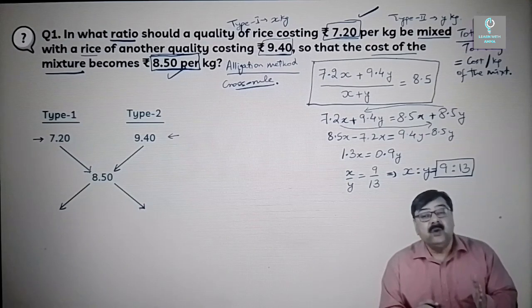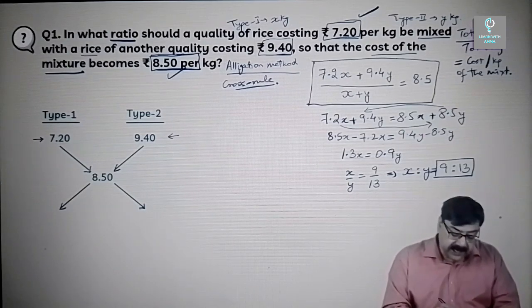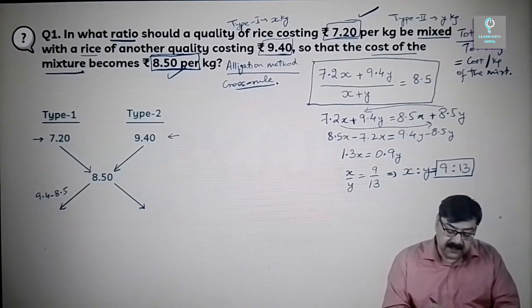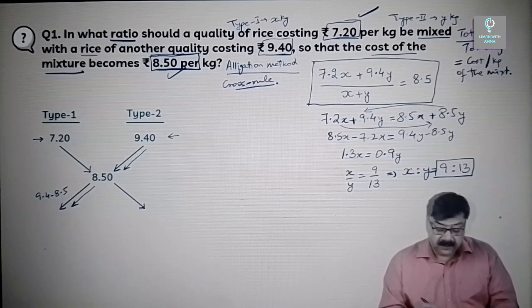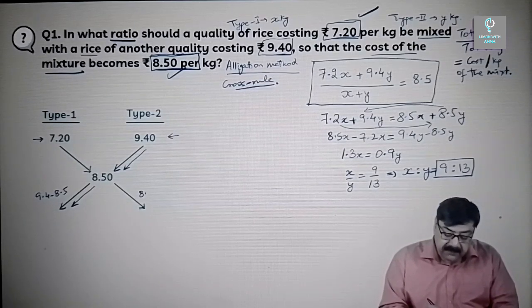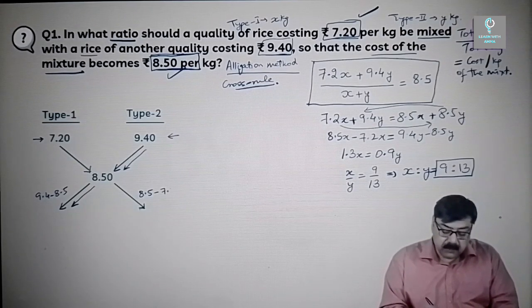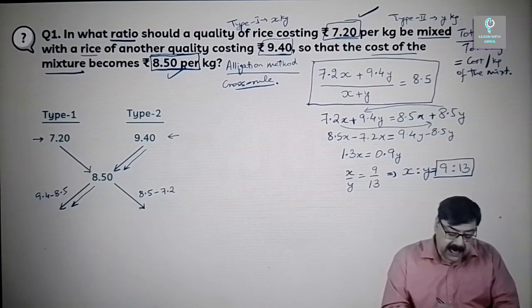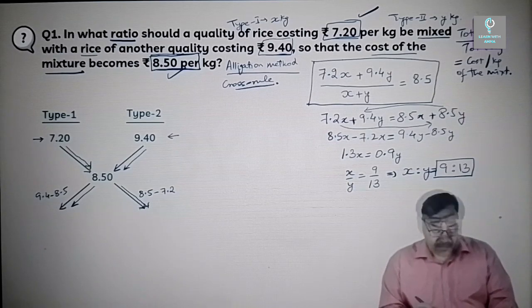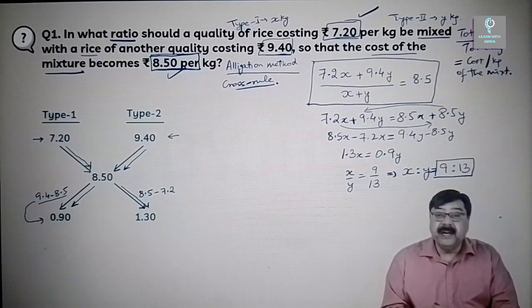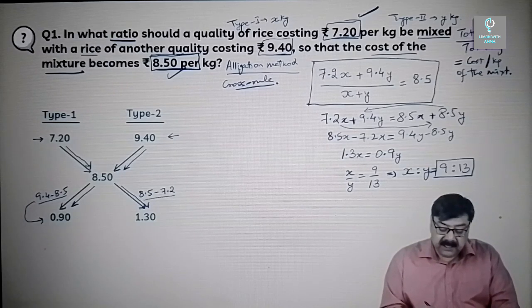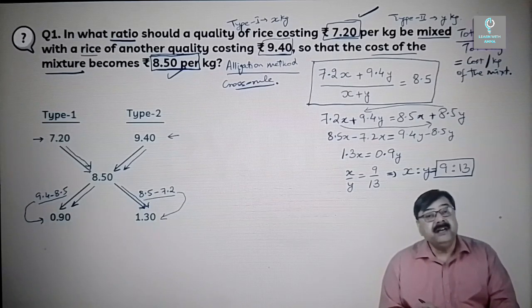That is, higher value minus lower value. So here we shall get 9.4 minus 8.5 when you go in this direction from top right to bottom left. And here we shall get 8.5 is the greater quantity and 7.2 is the lesser quantity as we move from top left to bottom right. Now this shall give us 9.4 minus 8.5 as 0.9 and 8.5 minus 7.2 as 1.3.